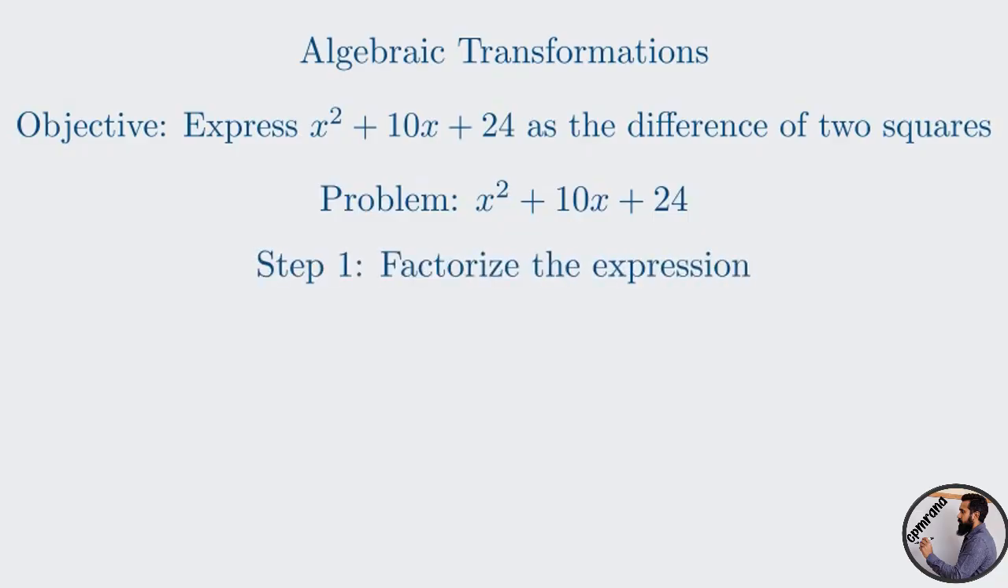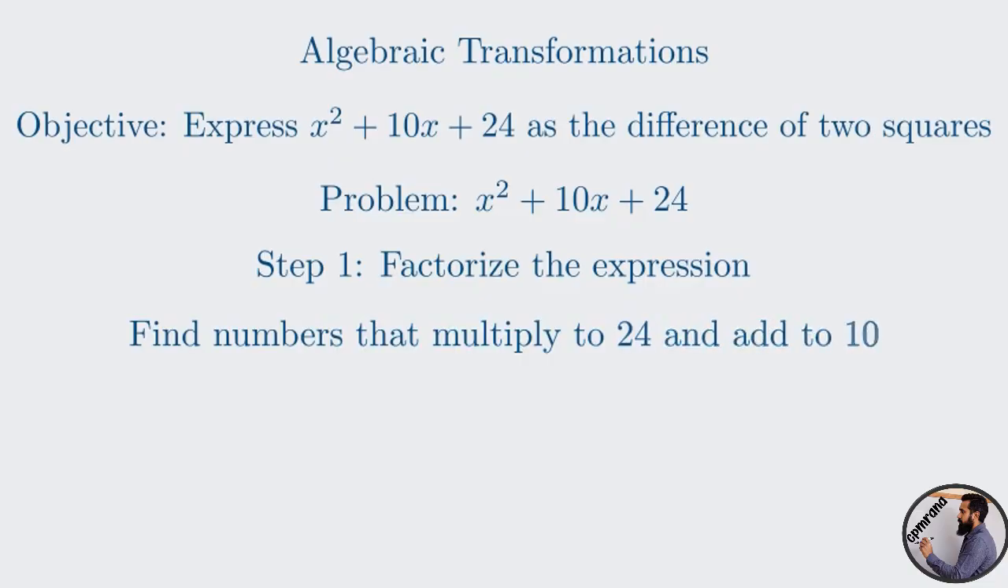Our first major step is to factor this expression into two linear factors. We are looking for two numbers that multiply to 24 and add up to 10. 6 and 4 fit perfectly. So we split the middle term, 10x, into 6x and 4x.